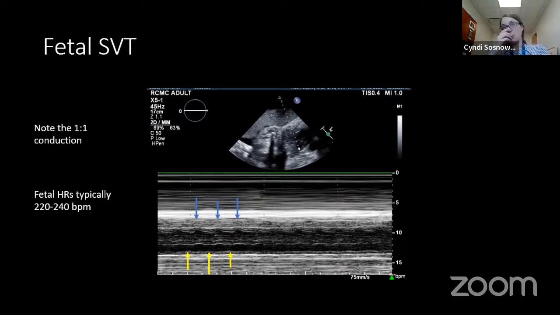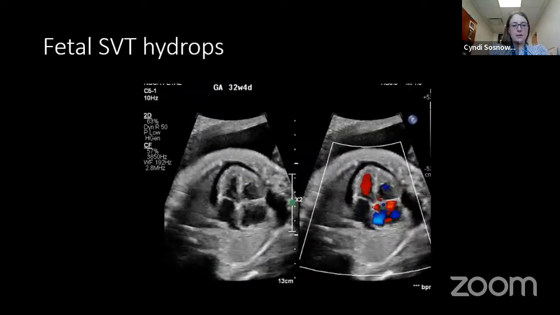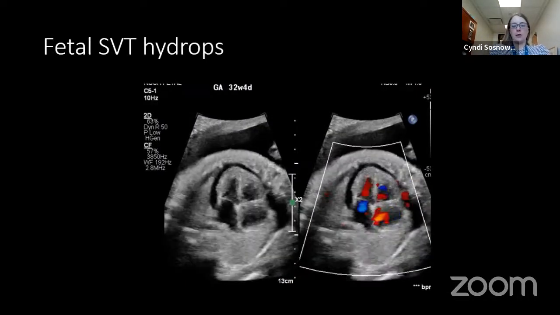Now, this patient actually did really well. By the time the ambulance got her to downtown Rush, the fetus spontaneously converted to normal sinus rhythm and remained out of SVT for the rest of the pregnancy. We followed her closely. And while occasionally the heart rate did go fast, it returned to normal and the baby did well after birth.